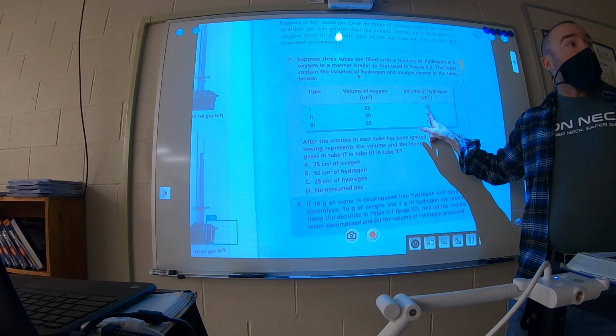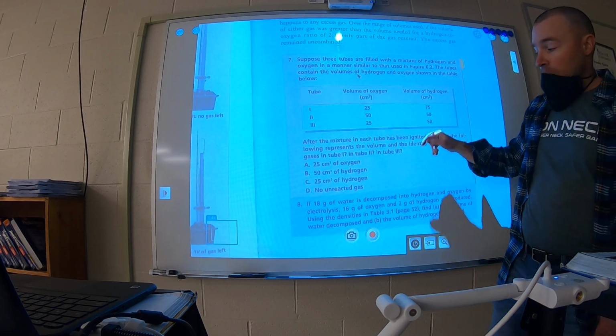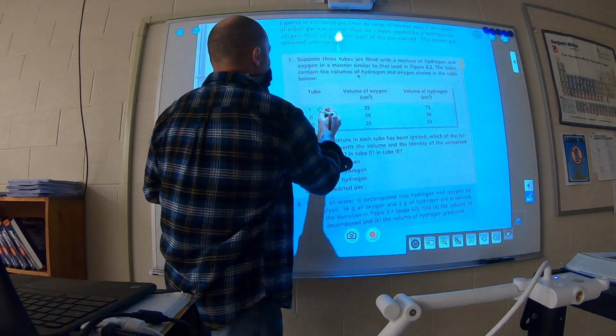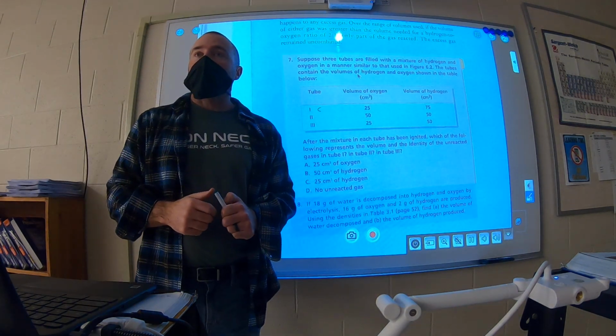No. We have above 50. So 50 of this is going to react, and 25 is going to remain unreacted. So the answer to tube 1 is letter C. So on number 7, you should have tube 1C for the answer.